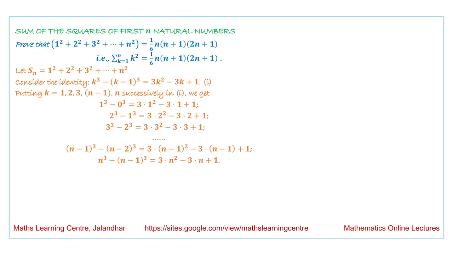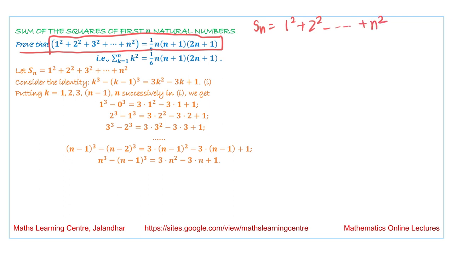Now the next formula we have is the sum of the squares of the first n natural numbers. It is equal to 1 square plus 2 square plus 3 square and so on up to n square, which is equal to 1 by 6 n into (n plus 1) into (2n plus 1). Suppose this sum Sn is equal to 1 square plus 2 square and so on up to n square. Now let us consider the identity: k cube minus (k minus 1) cube is equal to 3k square minus 3k plus 1.